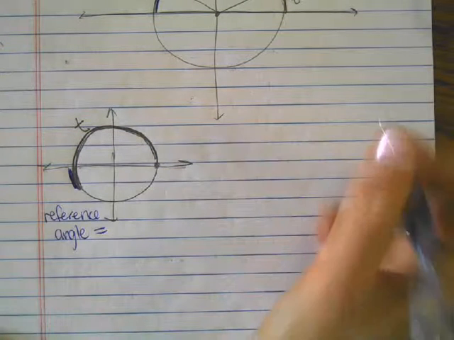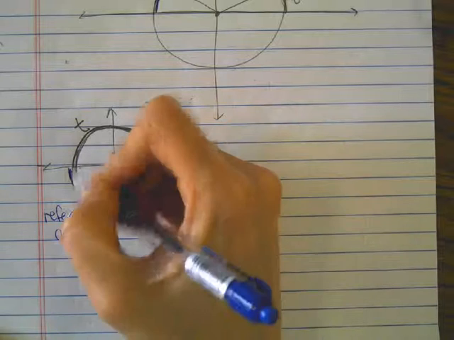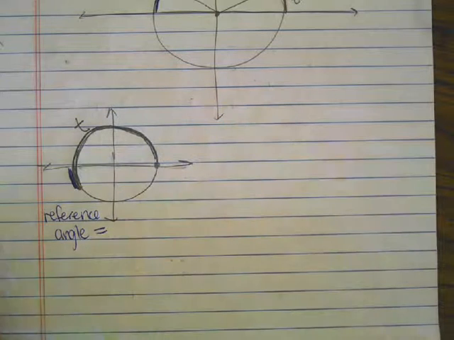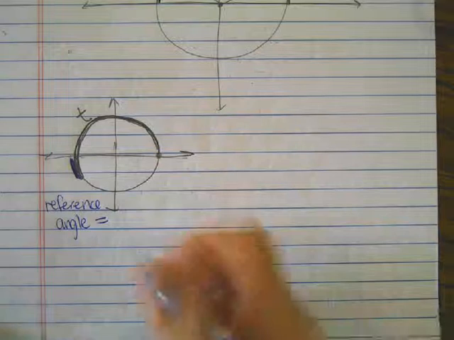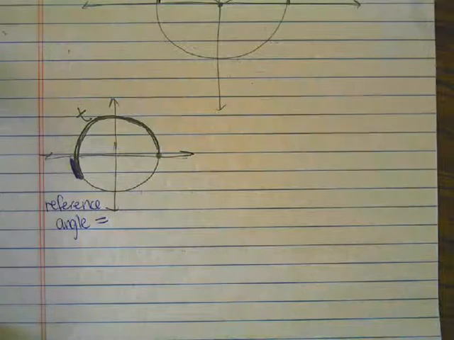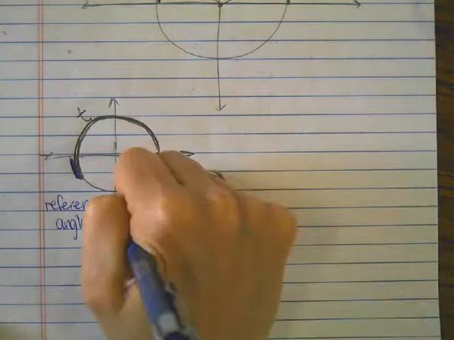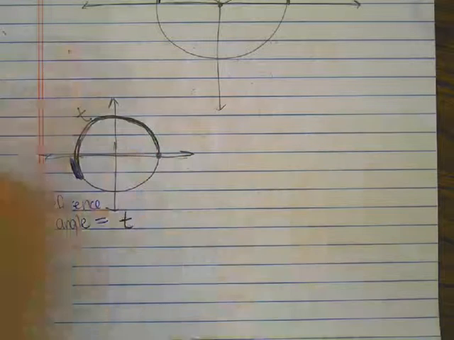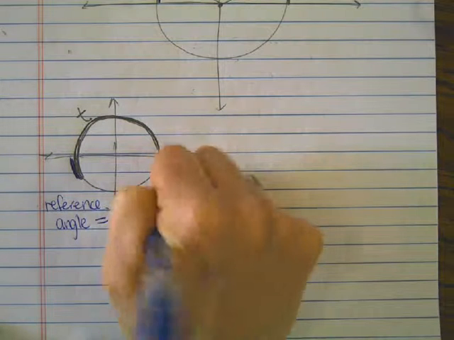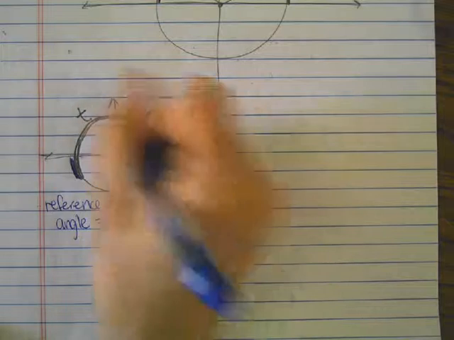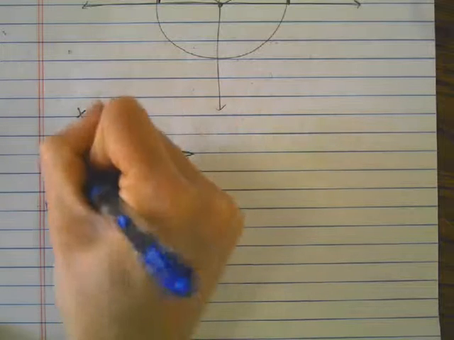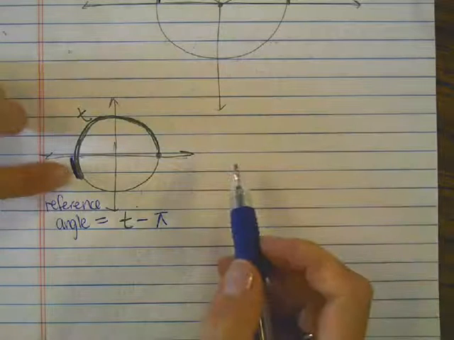Okay? So now I can take this big gray area and what can I do? Subtract pi. Good. So I take the area, which was t, and I subtract half a circle, which is pi, to get the little blue area, because I only want this little blue area here.